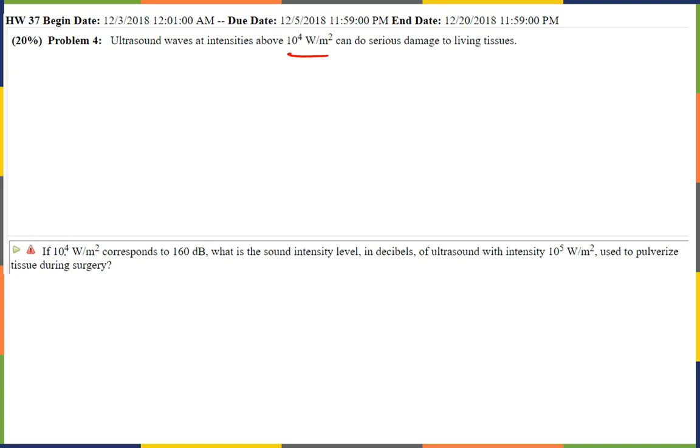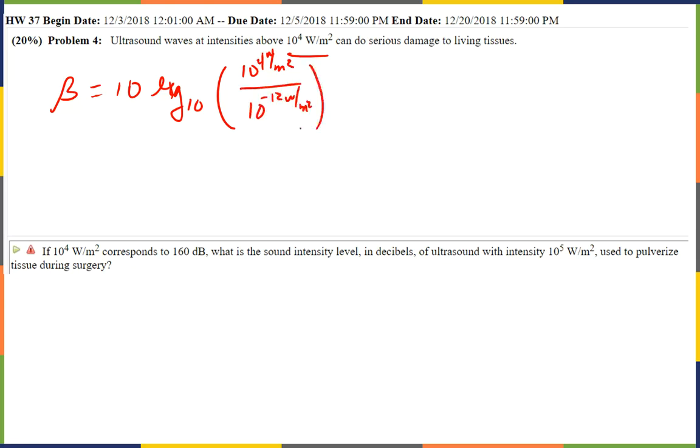But then it says that corresponds to 160 decibels. Why 160 decibels? Well, just think about this real quick. Beta is equal to 10 log base 10 of my intensity, 10 to the 4th watts per meter squared, over my threshold intensity of 10 to the minus 12 watts per meter squared. What's 10 to the 4th divided by 10 to the minus 12? It's going to be 10 to the 16. Right. The watts per meter squared cancel out.